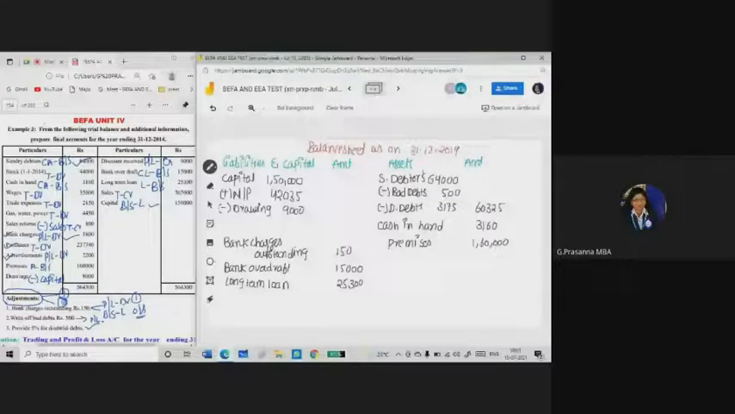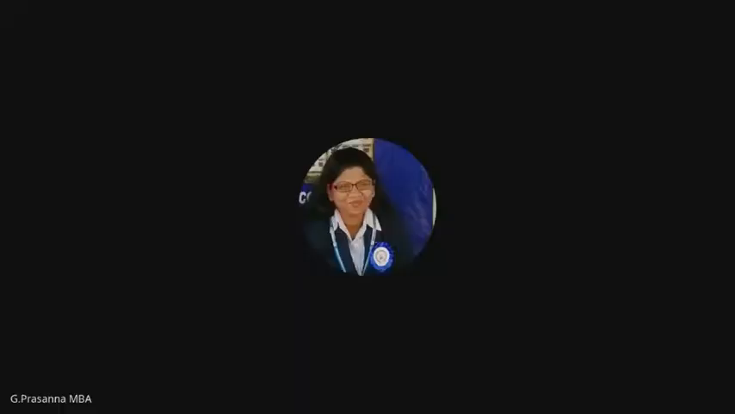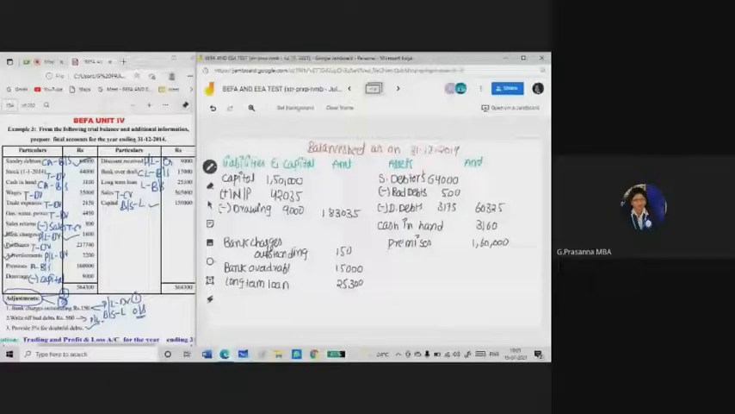What is the total of capital here? It is 1,50,000. So add net profit. Net profit is 42,035 rupees. Deduct drawings. What is the amount of drawings here? 9,000. So the total is 1,83,035 rupees. Now you add the total of debit and credit. You should get both totals equal. Here you can check each and every entry we have shown. All the adjustments we have also taken 2 times.